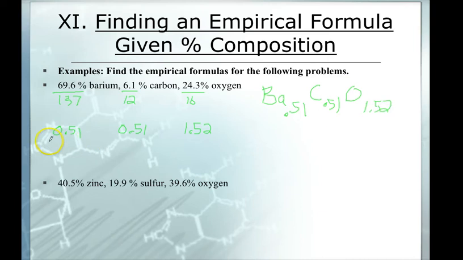So again, I go back and I divide, in this case, all three by the smallest one. 0.51 divided by 0.51 is 1. So I know that barium is a 1, carbon is a 1. And I do the same thing here, 0.51, and that's going to come out to approximately 3. So I know the oxygen is 3. And that's the formula using these percentages.